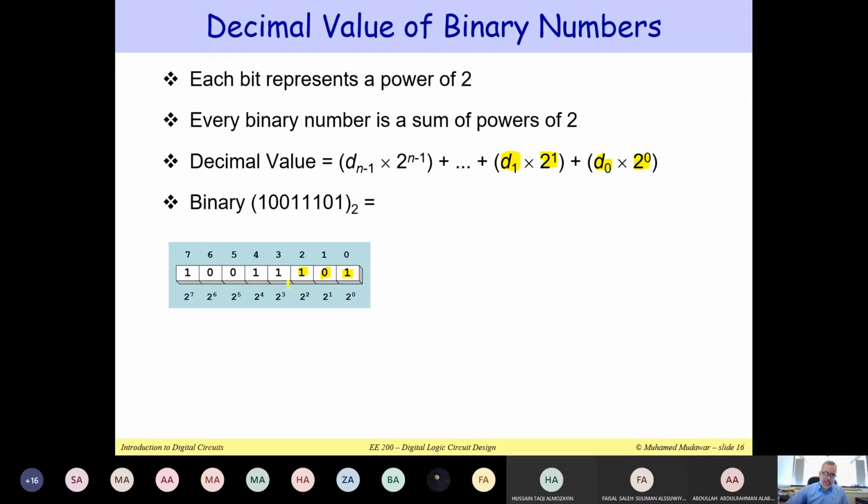Now, if we have n bits, and the least significant bit is bit 0, then the most significant bit will be bit n minus 1. In this example, it is bit 7, because we have 8 bits. But in general, it will be at position n minus 1. So this must be multiplied by 2 to the power n minus 1. Here's an example. I have the number 1001 1101 in binary, which is shown here. Now, in order to obtain the decimal value of this number, this one is equal to what? The least significant one.